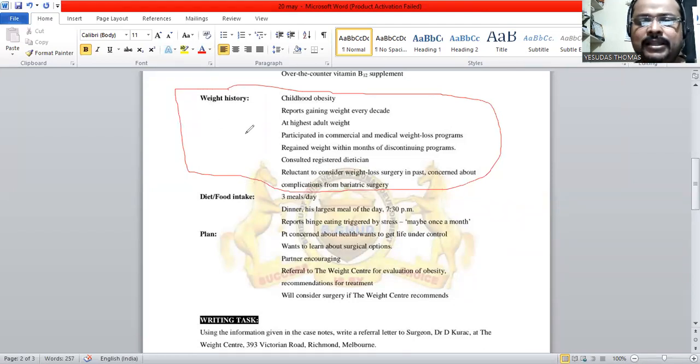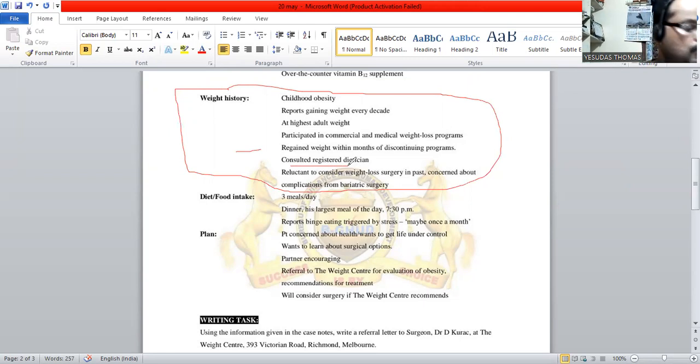Now, we can say that he participated in some commercial and medical weight reduction programs, and he was successful in that. He was able to cut down some of his weight, but he regained weight within months of discontinuing the programs. As soon as he discontinued the programs, he started regaining the weight.